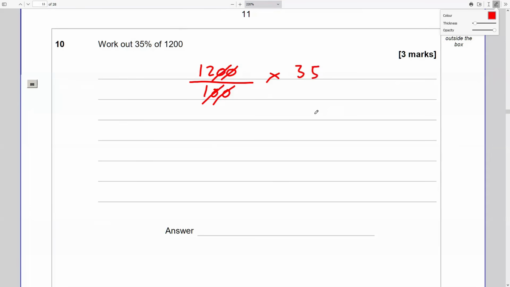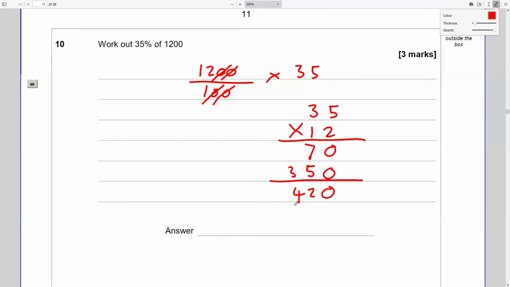So it's basically 12 times 35. I'll put the 35 on the top, 12 on the bottom, times it. 2 5s are 10, carry a 1 over. 2 3s are 6, and 1 is 7. So that's that. And now we're going to times this by 10. 35 times by 10. The easiest way, you put the 0 down first. 1 5 is 5. 1 3 is 3. Add those together. 0, 7 and 5 is 12. 420. Put it in there.